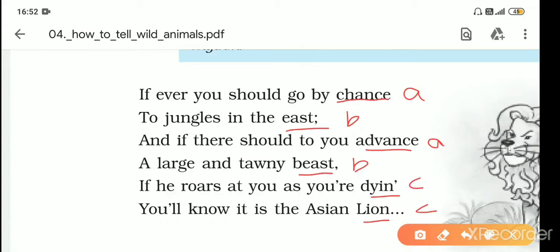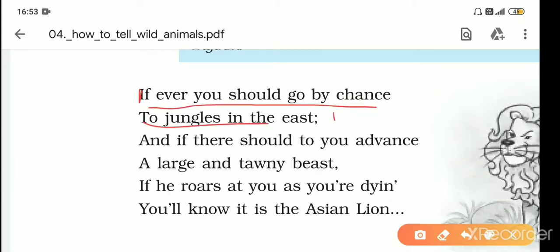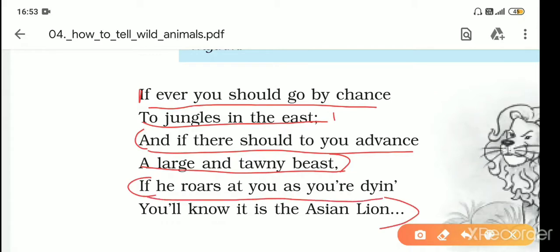The next literary device is enjambment. Enjambment is continuation of a sentence to the next line. So, here the two lines you see are completely in a continuation form. And if there should to you advance a large and a tawny beast, then you get a comma like that. Therefore, the continuation of the first sentence to the next line is what is enjambment here.